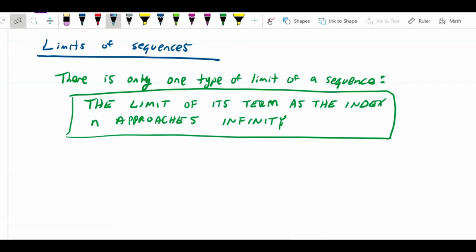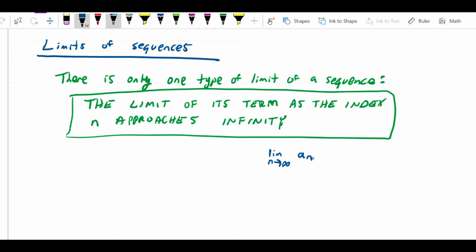Since this is still a calculus class, we're going to start with the first thing you'd imagine we do with sequences, which is find their limits. It turns out that with sequences, there's only one type of limit: the limit of the term of the sequence as the index approaches infinity. In other words, we're finding the limit as n, the index, approaches infinity of a_n. And of course, like any limit, sometimes this exists and sometimes it doesn't.